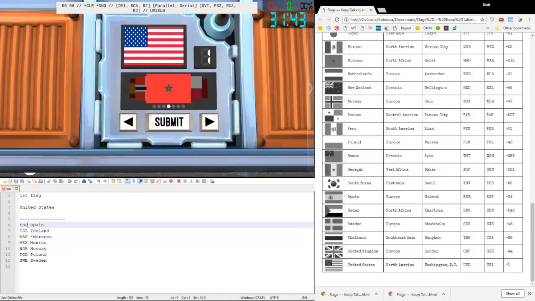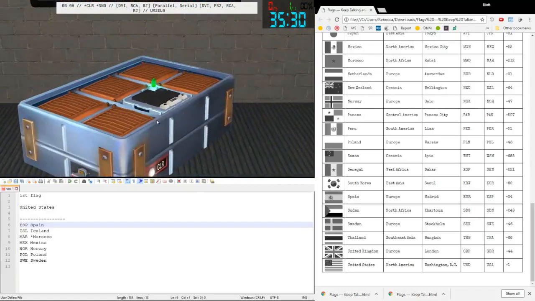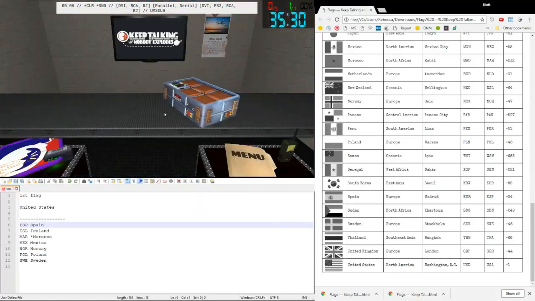So, when we order these, we're looking for the first flag. That's actually going to be Spain, not Iceland, as you might instinctively assume. And that gets us through that flags.